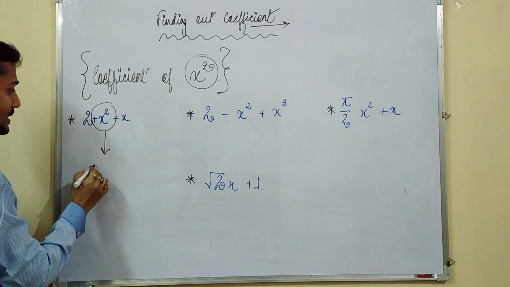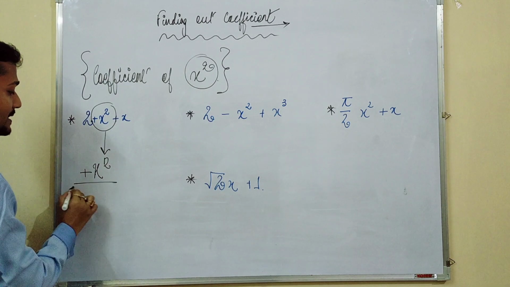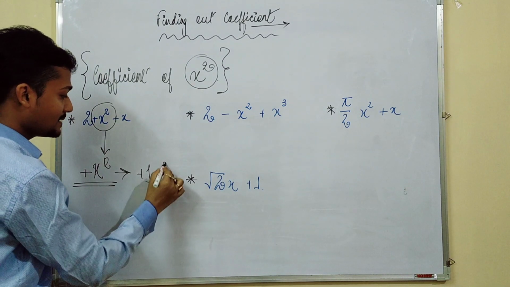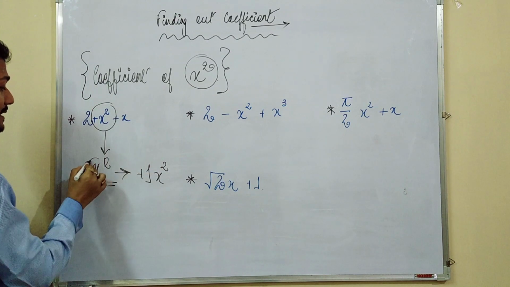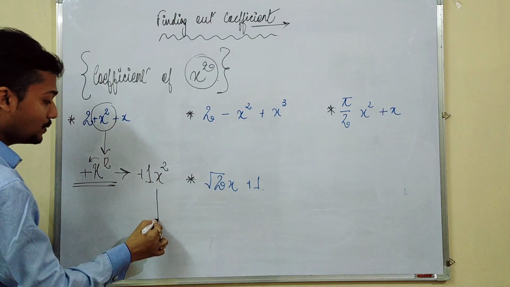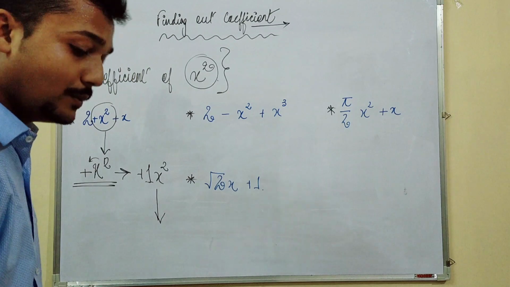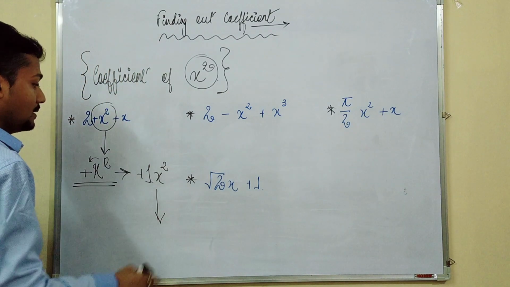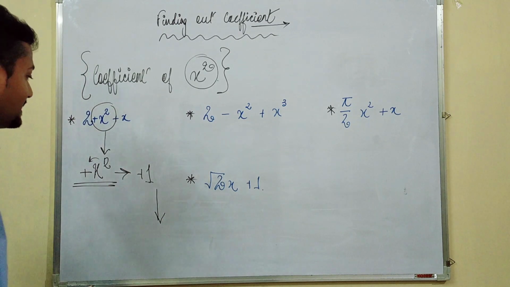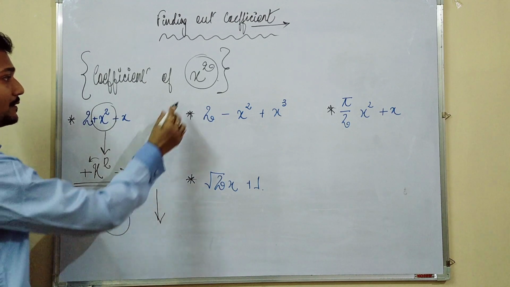So what is written here? Plus x square. What does it mean? Plus 1x square, isn't it? If there is nothing before x square, we take it to be 1x square. So what will be the coefficient of x square? We will exclude x square and take the remaining part, that is 1. Plus 1 means 1, so 1 is the coefficient of x square.